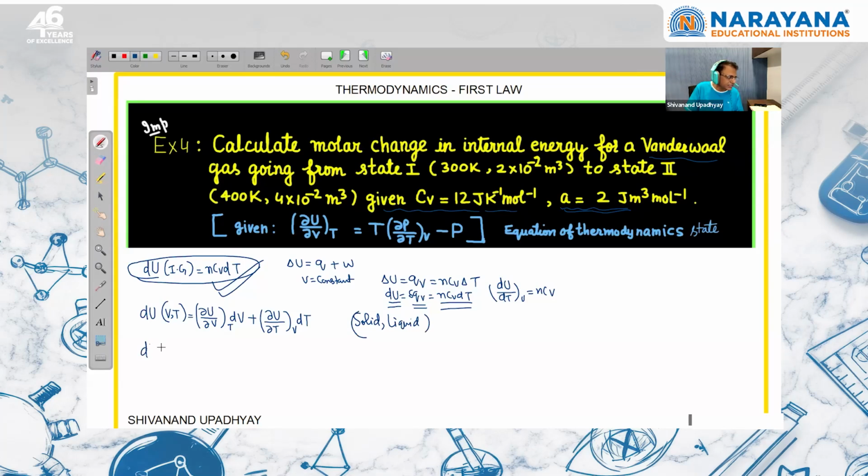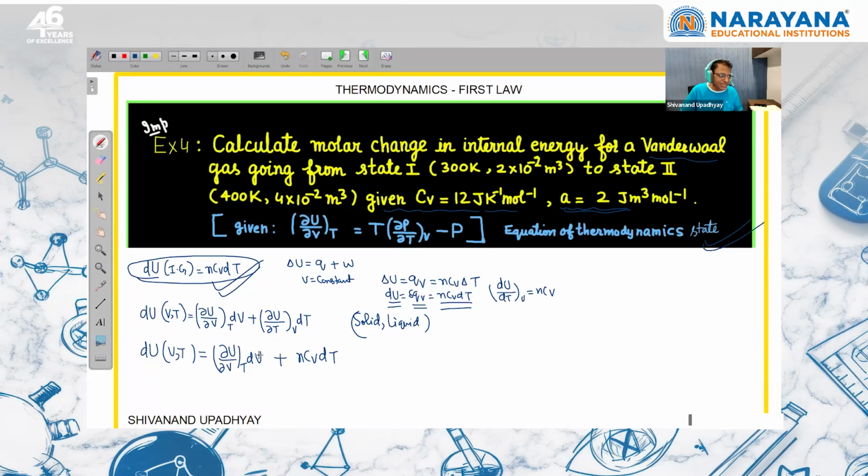I can write that change in internal energy is equal to partial change in internal energy with respect to volume at constant temperature into dV, plus this nCv dT. This is valid for solid, liquid and real gas. यहाँ तक valid है. Now this equation is not in our syllabus. अपने syllabus में नहीं है, right?